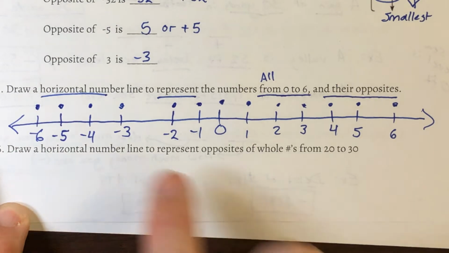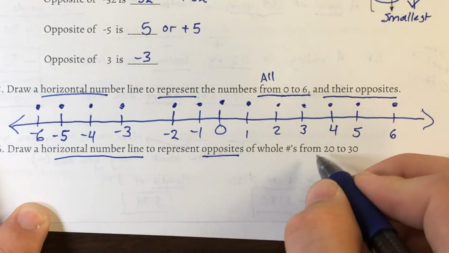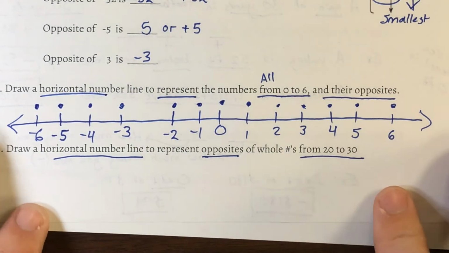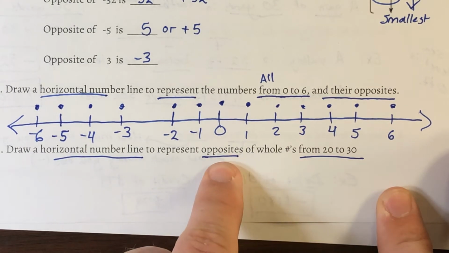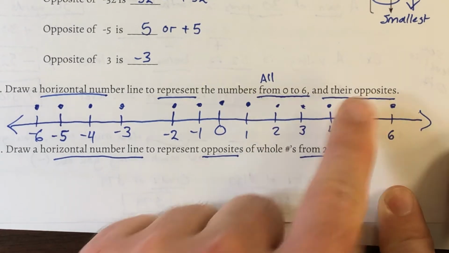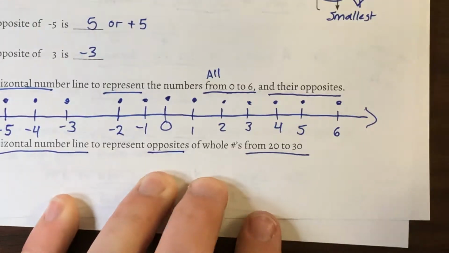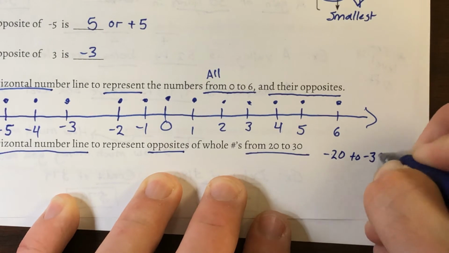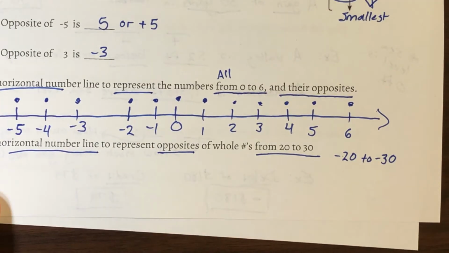Next example, we're going to draw a horizontal number line to represent opposites of whole numbers from 20 to 30. So we do not want 20 to 30, do we? We want the opposites. It doesn't say 20 to 30 and their opposites. It just wants the opposites. So what's the opposites of 20 to 30? That'd be negative 20 to negative 30. Okay, first step, your horizontal number line.